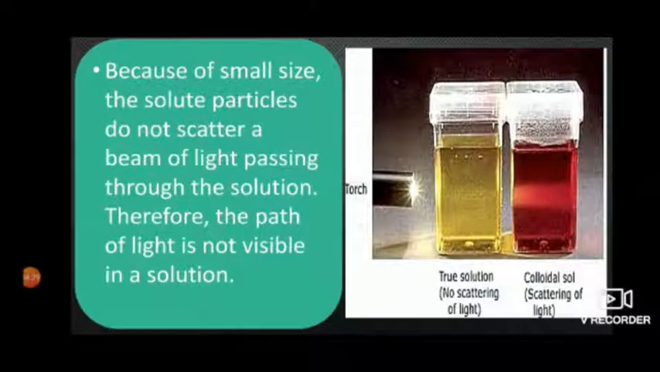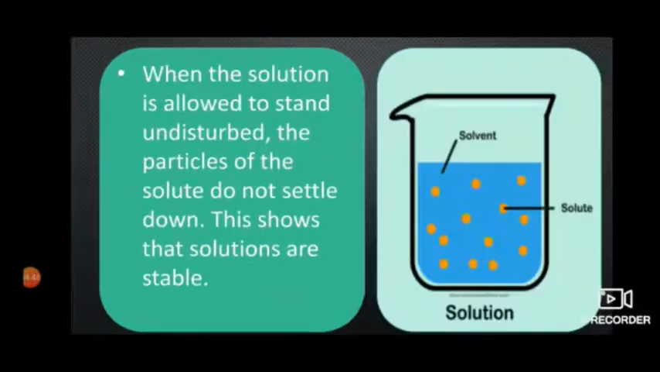Next property. Because of their small size, the solute particles do not scatter a beam of light passing through the solution. Therefore, the path of light is not visible in a solution. When the solution is allowed to stand undisturbed, the particles of the solute do not settle down. This shows that solutions are stable.